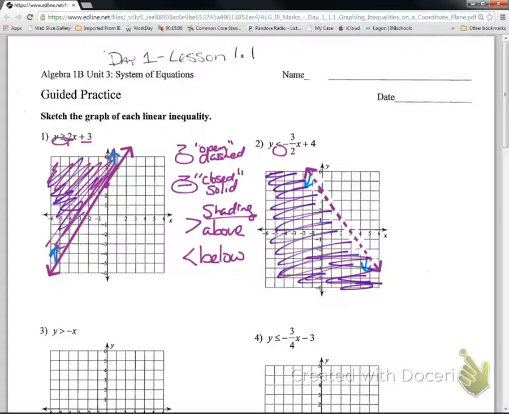If you haven't done so already, go ahead and copy these two problems down on your paper and write down the notes that I wrote in the center for you before I go on and show you example 3.